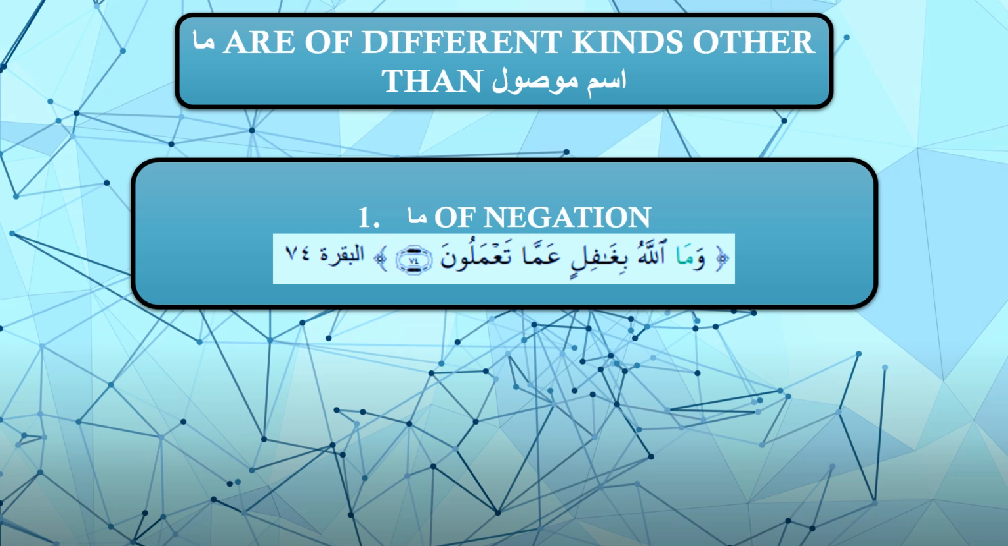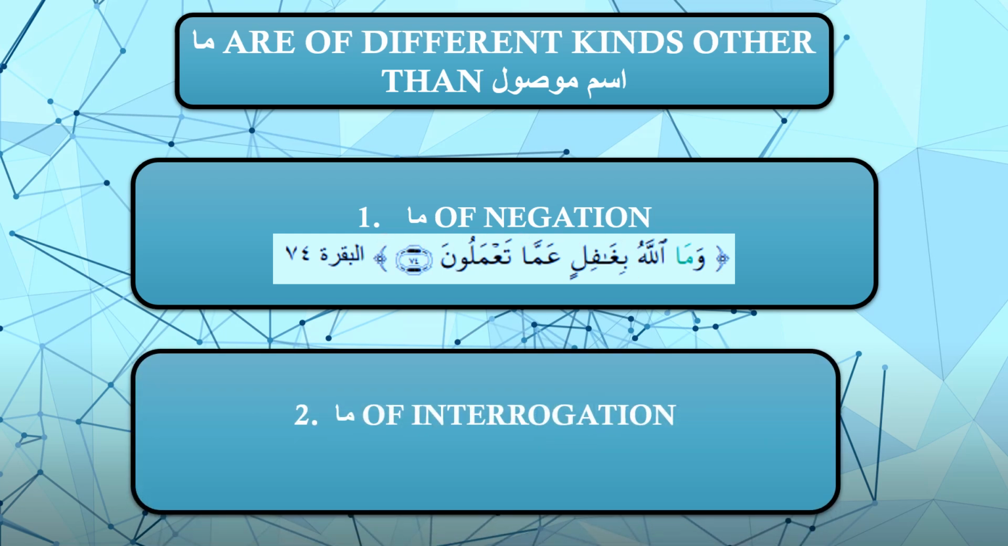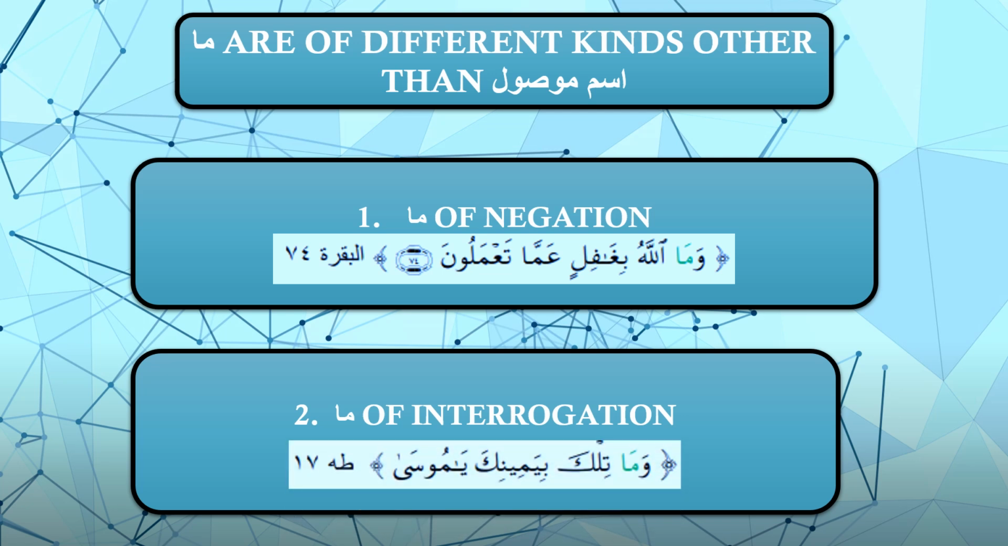And now see the second one, that is ma of interrogation, that is for questioning. So what is the example? وَمَا تِلْكَ بِيَمِينِكَ يَا مُوسَى? And what is in your right hand, Ya Musa? So Allah subhanahu wa ta'ala is speaking directly to Musa alayhi salam, and He is asking what is in your right hand.